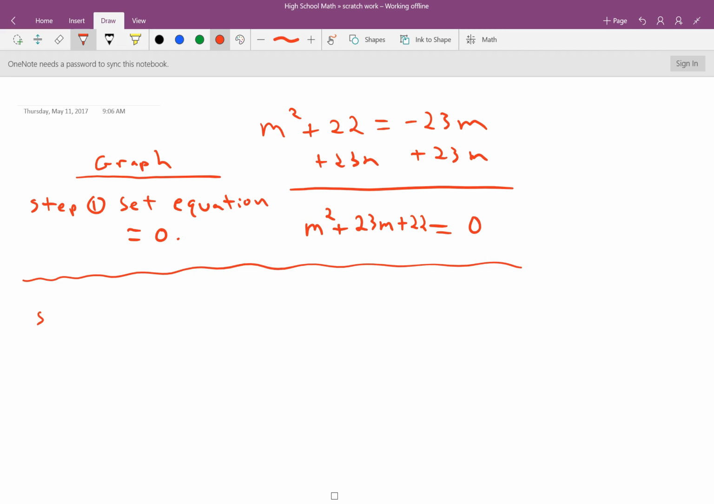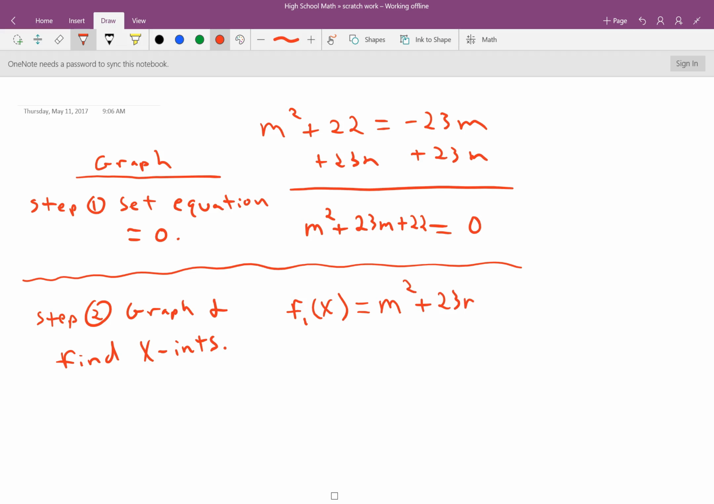Step 2. Graph and find the x-intercepts, which are also called the roots, solutions, or zeros. So I'm going to, in y1, f1 of x in our calculator on Desmos just f of x, graph just this right side, the left side, pardon me, m squared plus 23m plus 22.